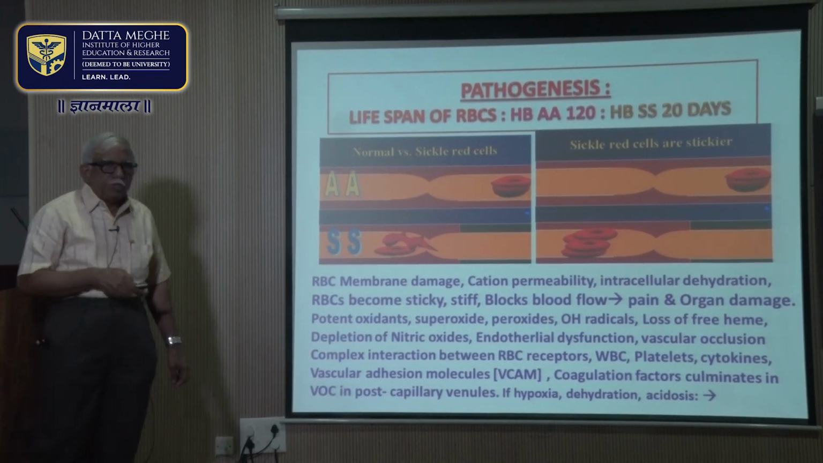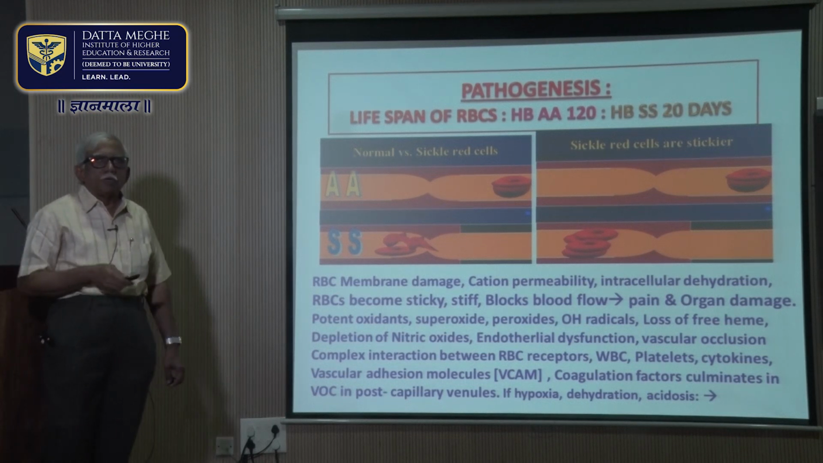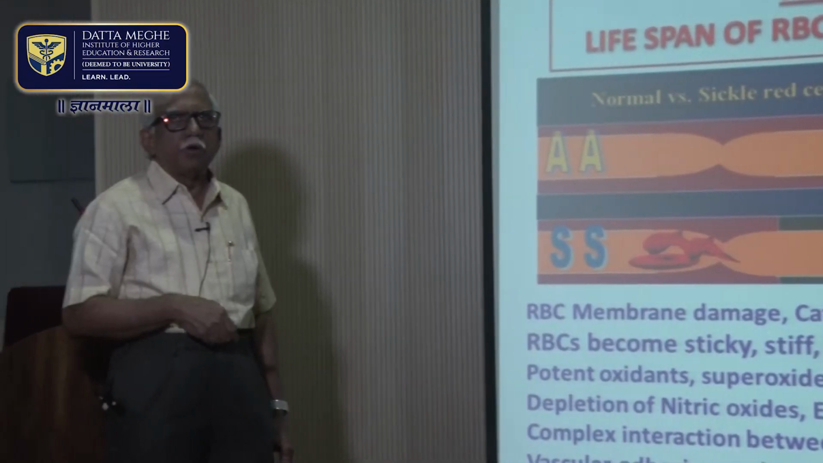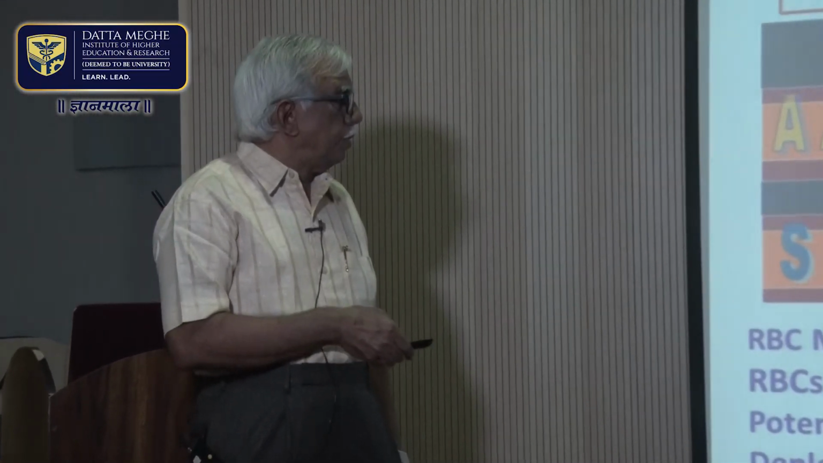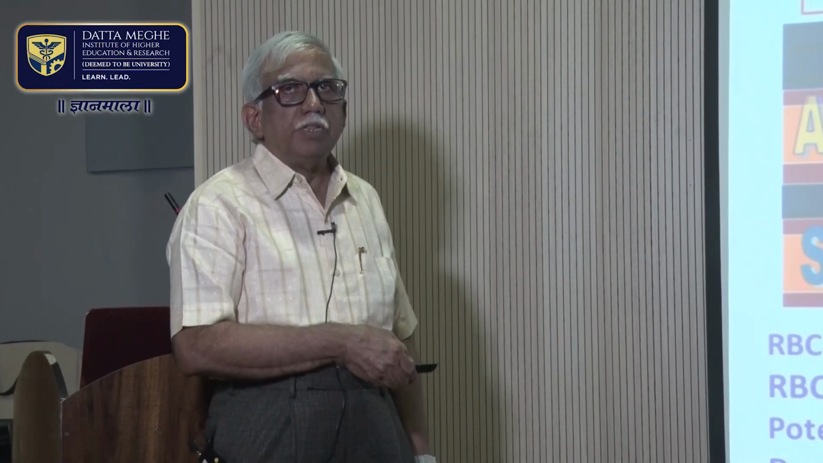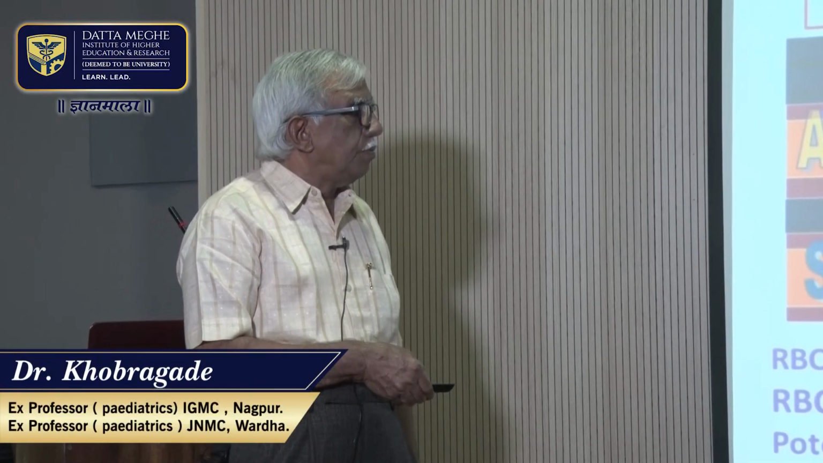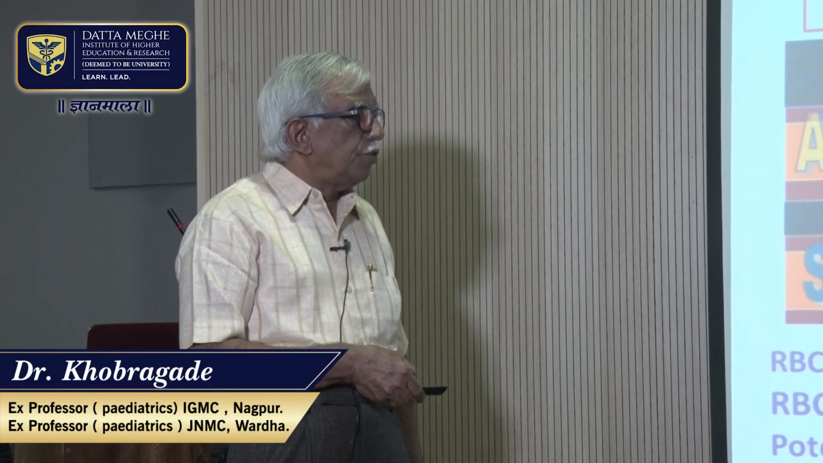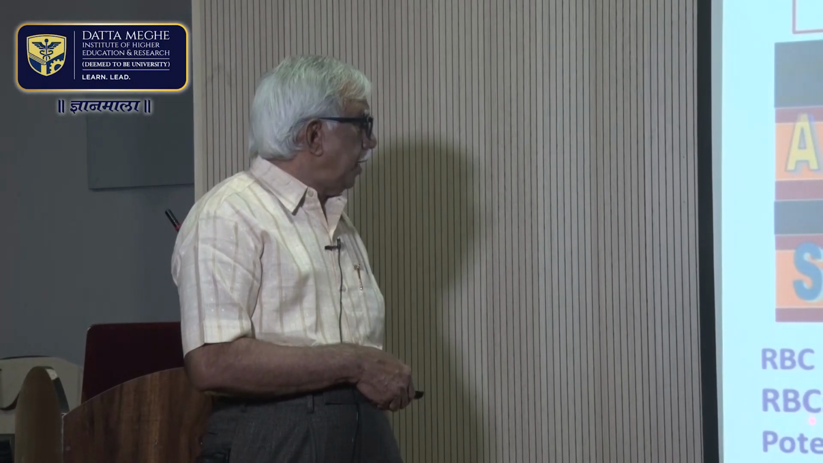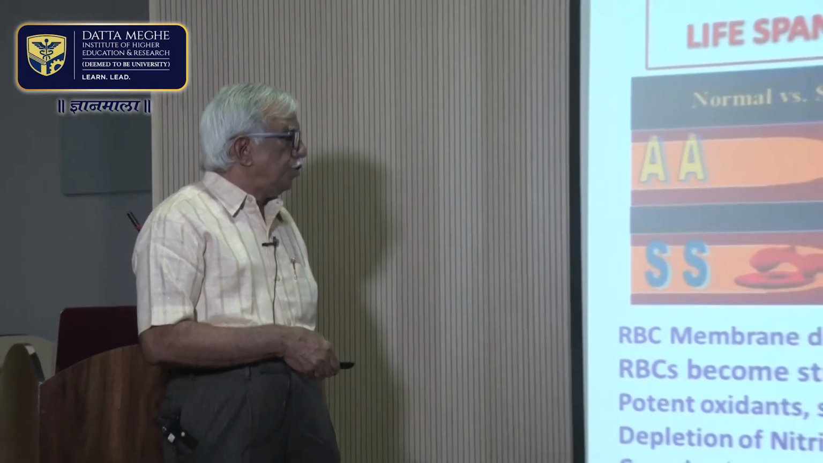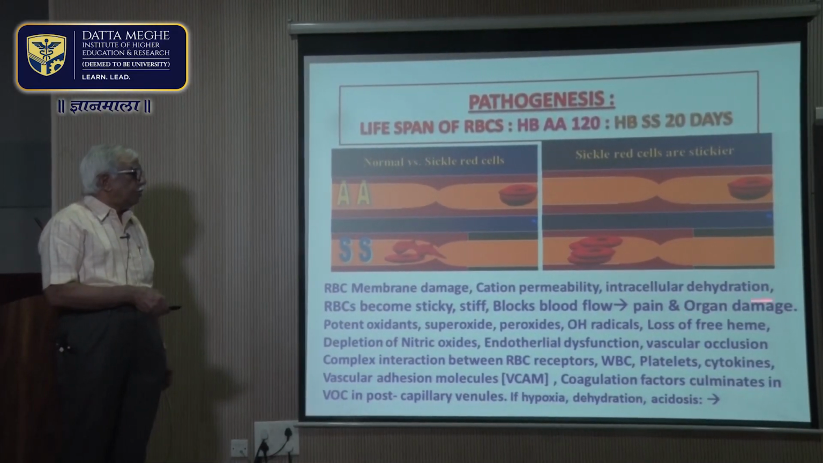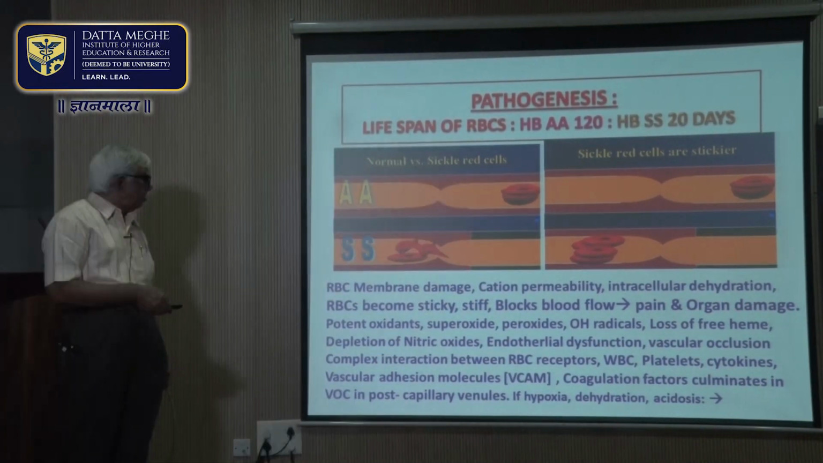Now, what happens? These RBCs repetitively undergo sickling and desickling. When this phenomenon continues for a long period of time, the membrane of the RBC gets damaged. When the membrane gets damaged, the cation permeability increases. That leads to intracellular dehydration because the potassium gets leaked out, and the RBC becomes sticky, stiff, and blocks the blood flow, and it leads to vasoocclusive damage to the various organs, and there is pain.